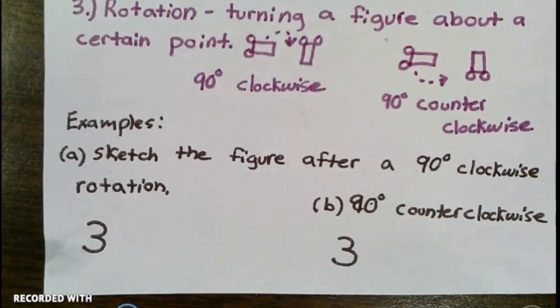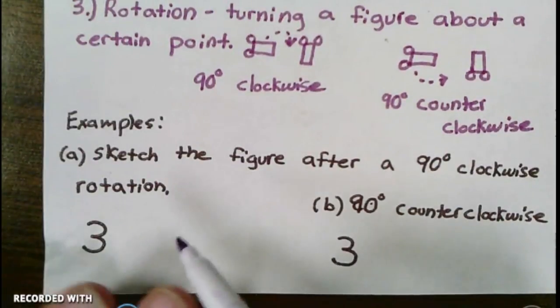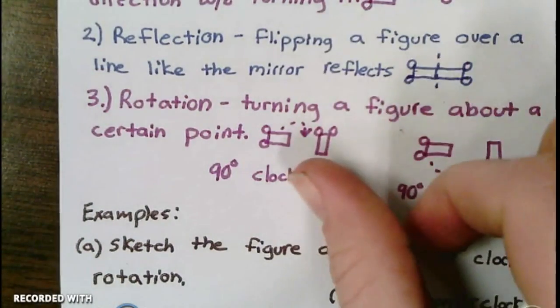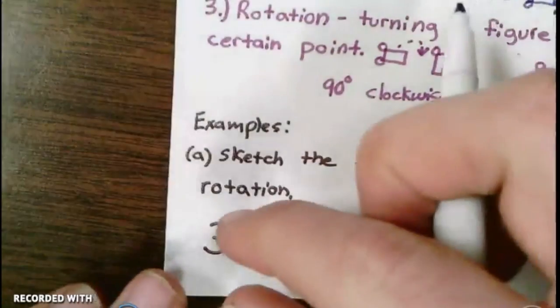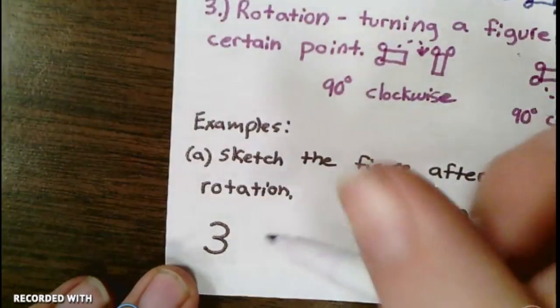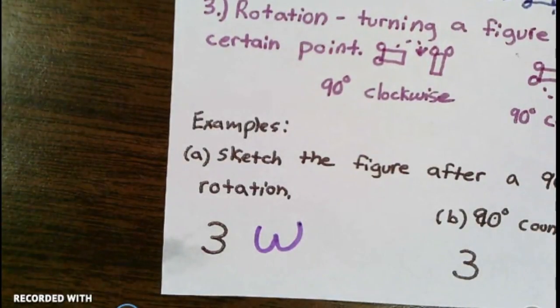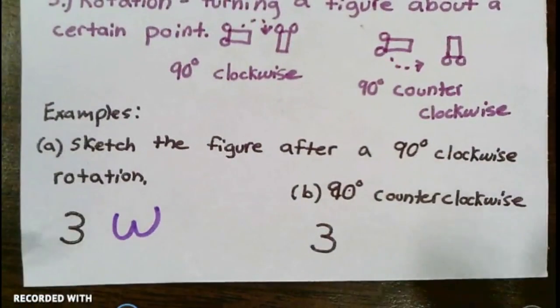So example A, sketch the figure after a 90 degrees clockwise rotation. So remember, clockwise means that it's going around this way, it's turning that way. So if I were to turn this figure clockwise, I would end up with a W-looking 3. All right, B says 90 degrees counterclockwise. So that means you're going to go the other way. Go ahead and draw what that would look like.